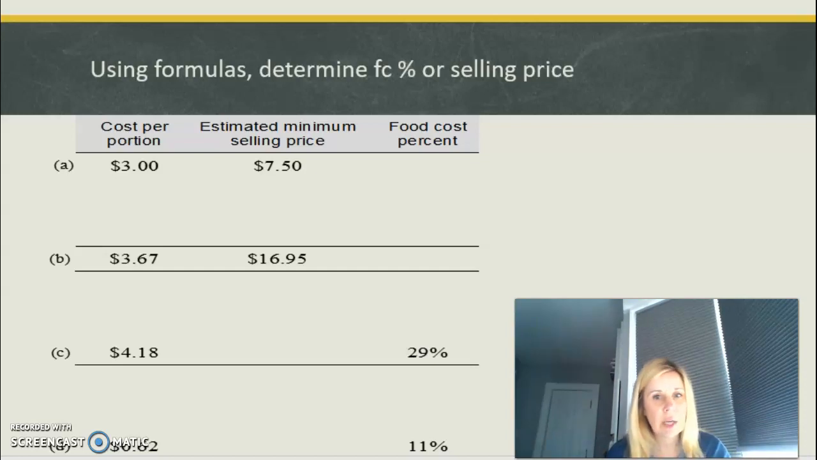Let's do that again. We estimate that a recipe cost us 62 cents. We want it to run 11%, so we divide by 0.11, and we get an estimated selling price of $5.64.